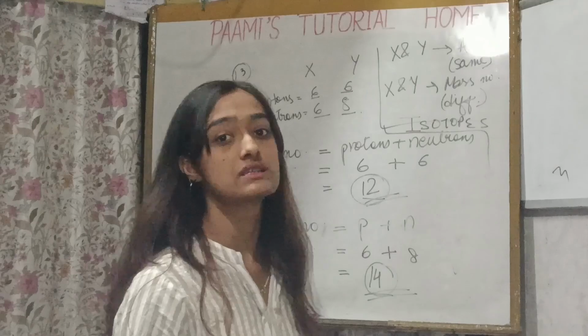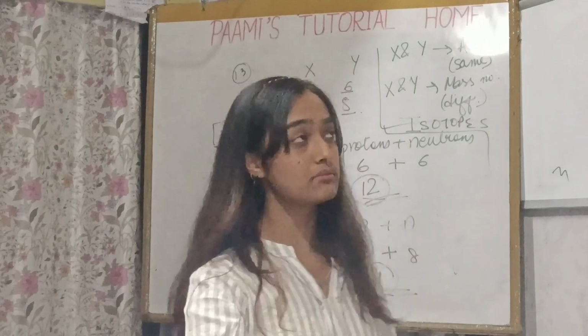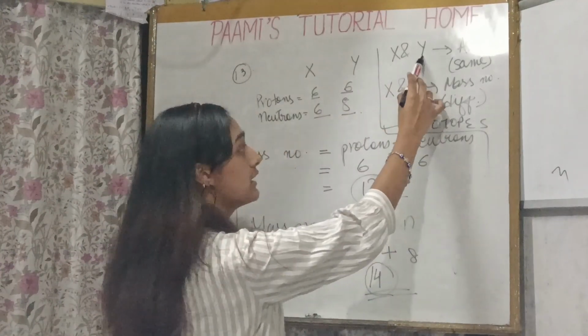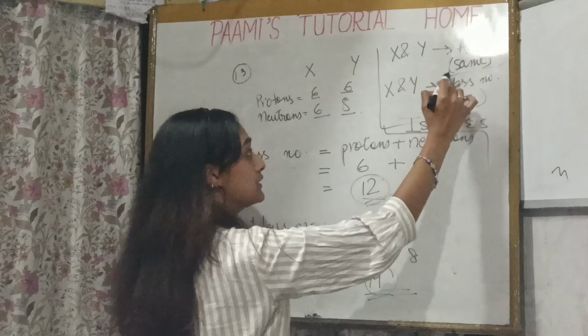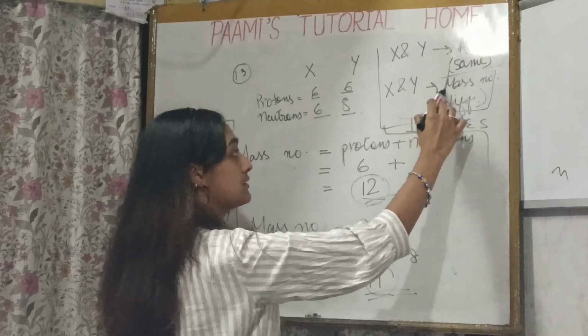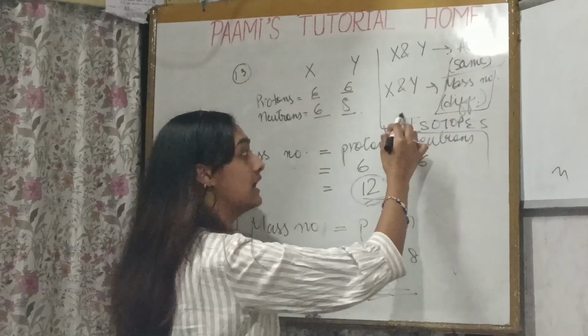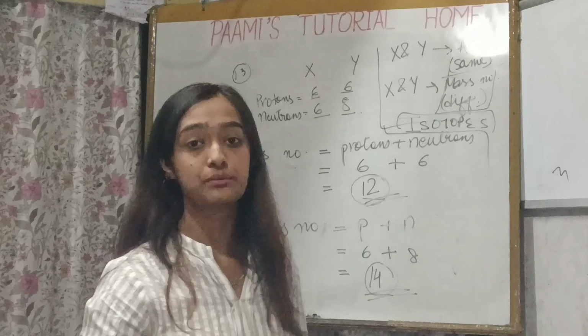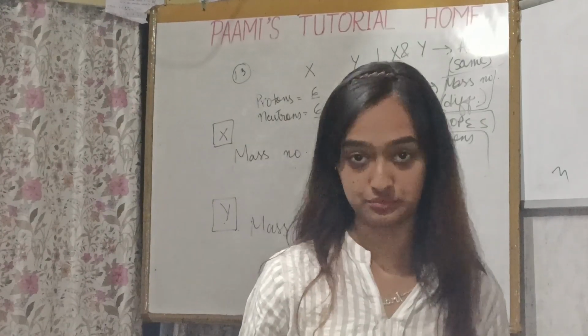What were isotopes? Same atomic number, different mass number. So x and y have the same atomic number but different mass number. Hence, they are isotopes. The relation between them is that they are isotopes. Okay.